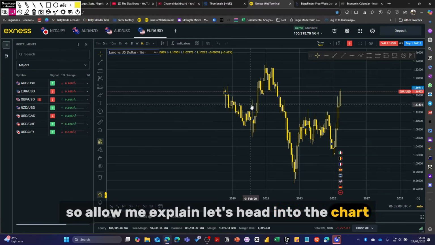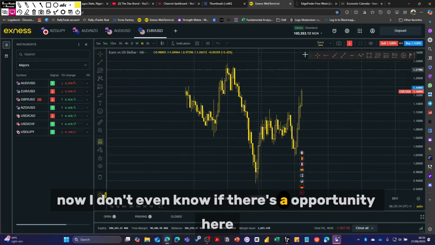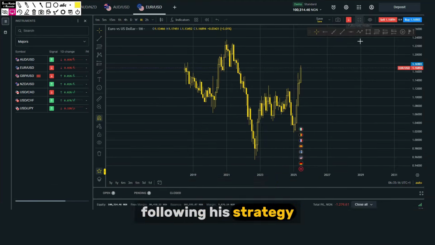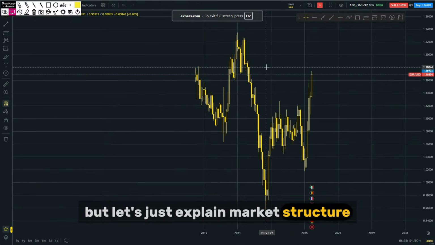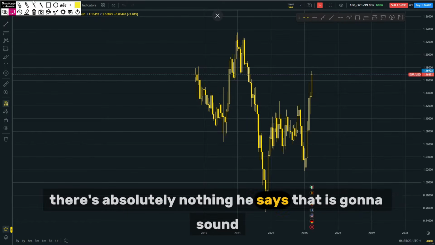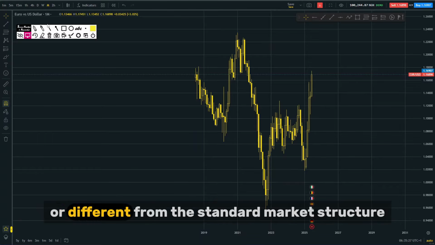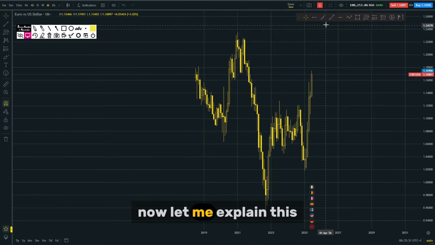Let's head into the chart. This is the Euro USD on the monthly time frame. Now, I don't even know if there's an opportunity here following his strategy, but let's just explain market structure. If you understand market structure, there's absolutely nothing he says that is going to sound or look bewildering or different from the standard market structure you know of. Now, let me explain this.